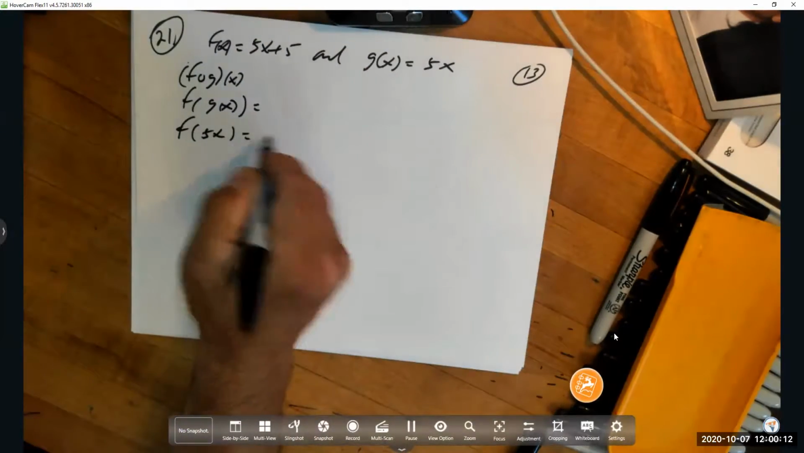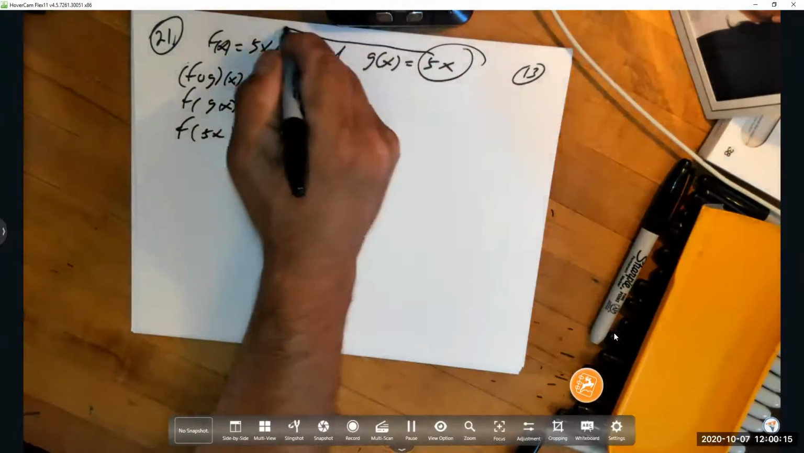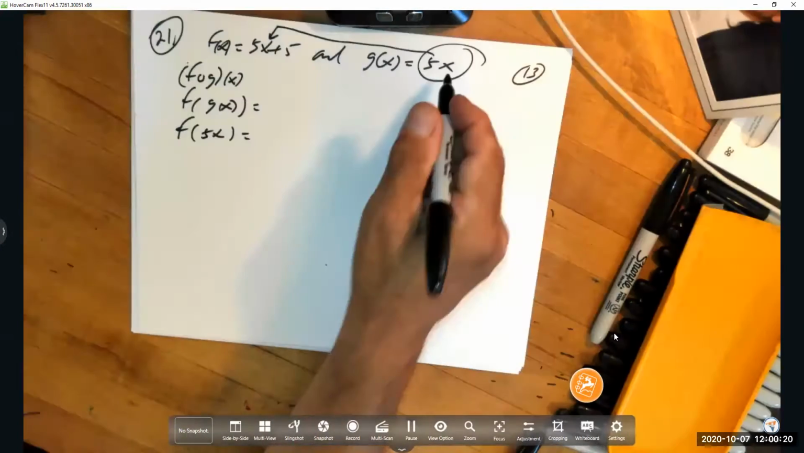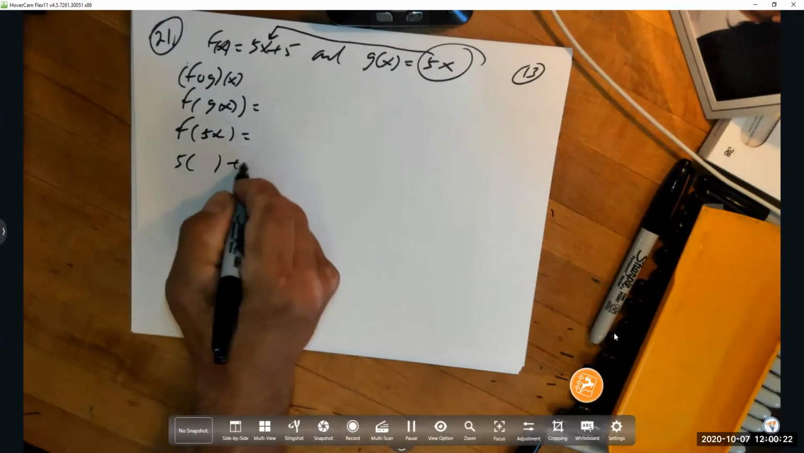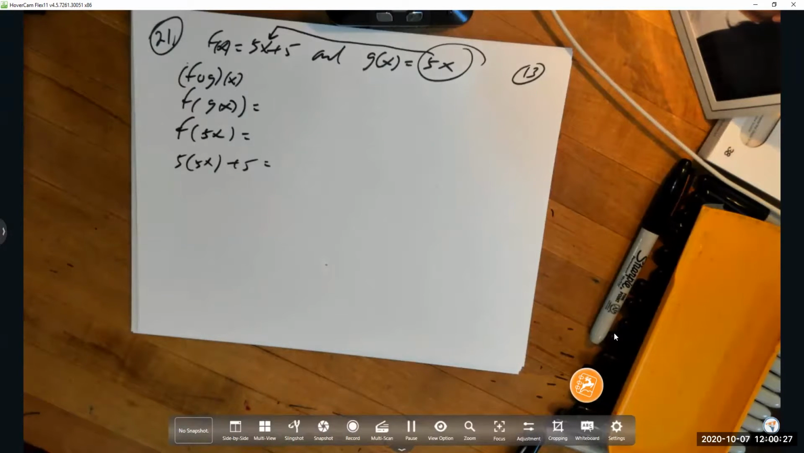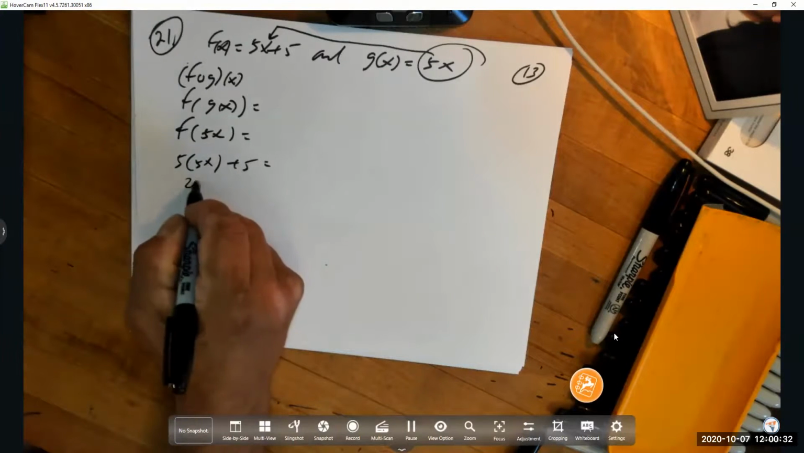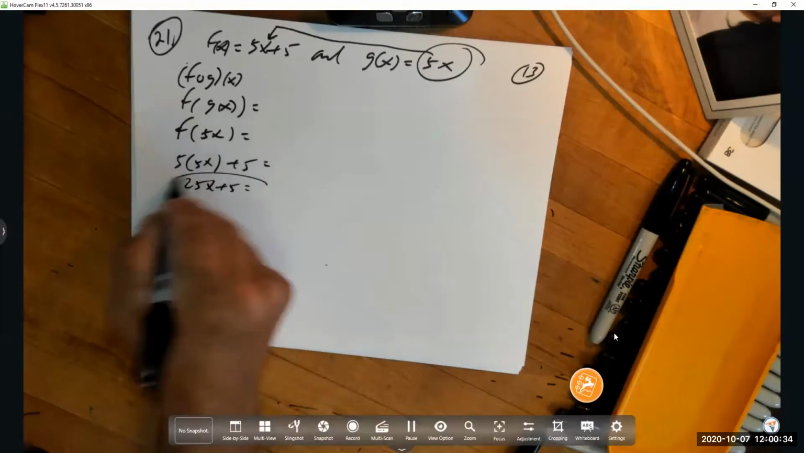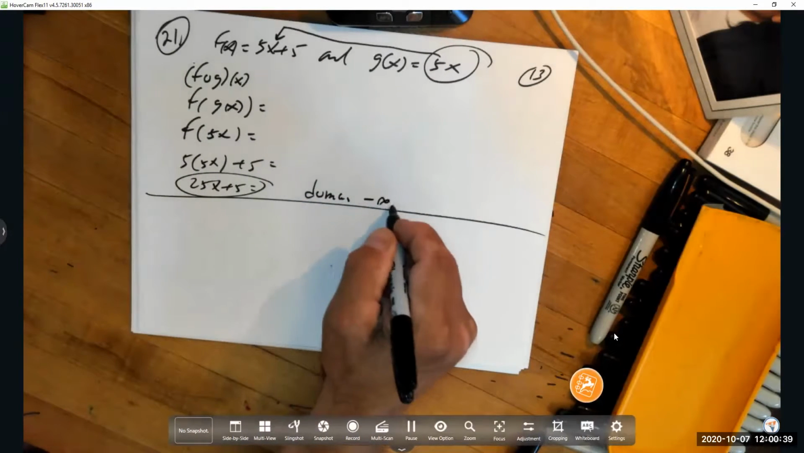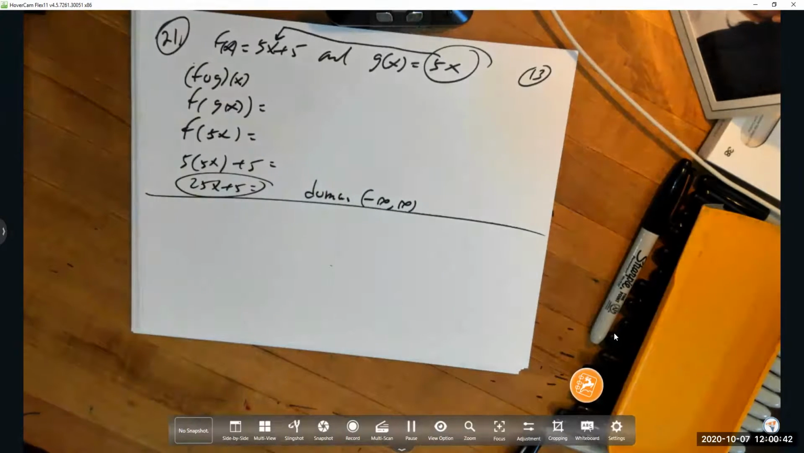So this one, get all the stuff right here and throw it in there. So f of g of x means get the stuff over here, put it in there. So 5 times this plus 5. So here you're going to put 5x. And what's 5 times 5x? 25. 25x plus 5. It's done, right? So now, domain is this. I just tell you what it is. Minus infinity to infinity. That's all it is. So that's f circle g.